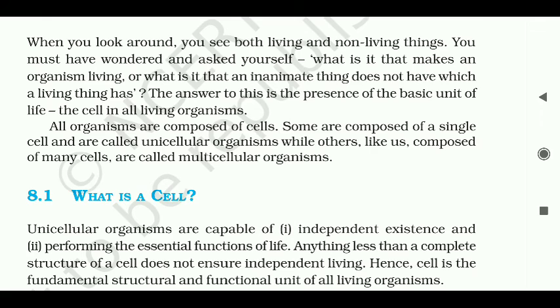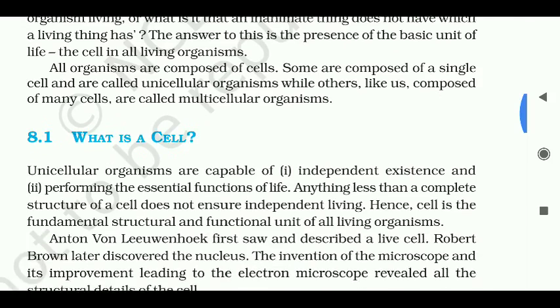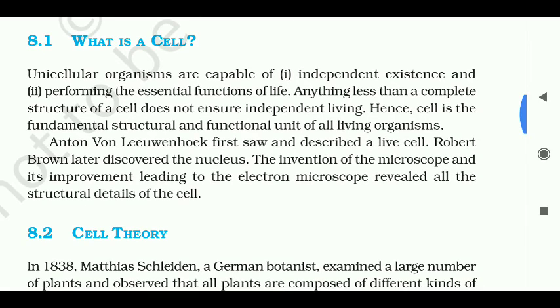All organisms are composed of cells. Some are composed of a single cell and are called unicellular organisms, while others, like us, are composed of many cells and are called multicellular organisms. What is a cell? Unicellular organisms are capable of independent existence and performing the essential functions of life. Anything less than a complete structure of a cell does not ensure independent living. Hence, the cell is the fundamental structural and functional unit of all living organisms.